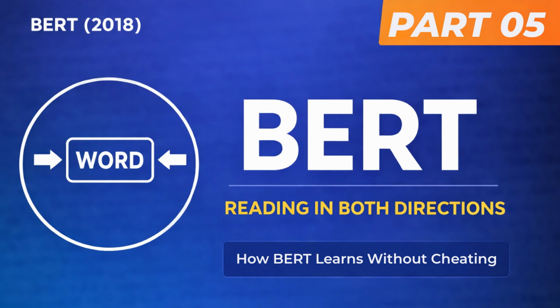We're going to slow down and look at the pre-training mechanics. Not the headline version, but the actual training details that make BERT work, and the small choices that prevent it from taking shortcuts. BERT pre-trains with two objectives: masked language modeling, or MLM, predicting missing tokens using both left and right context, and next sentence prediction, or NSP, predicting whether sentence B truly follows sentence A. You've already seen these ideas at a high level.